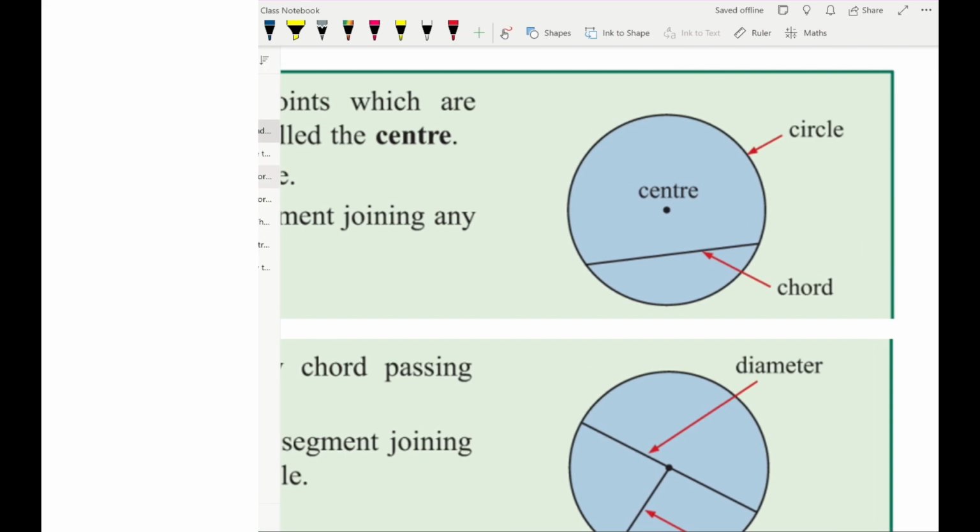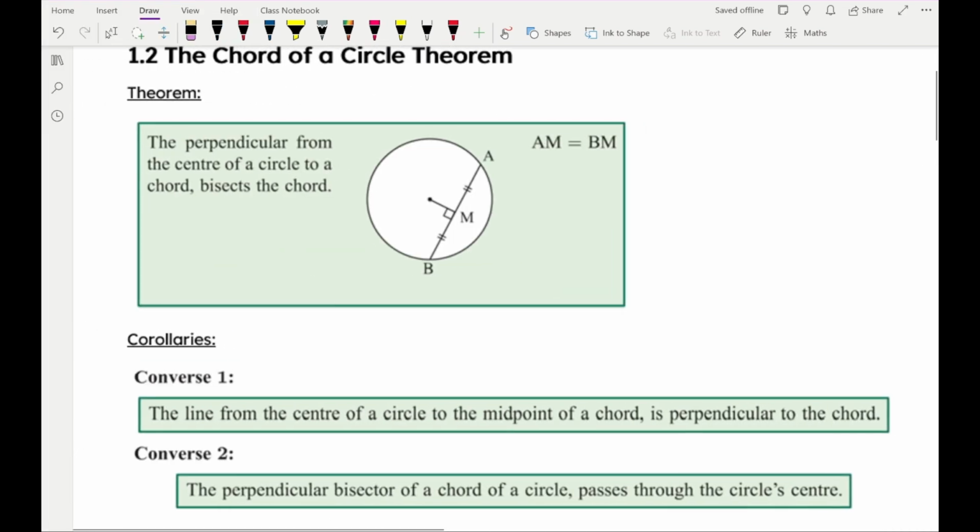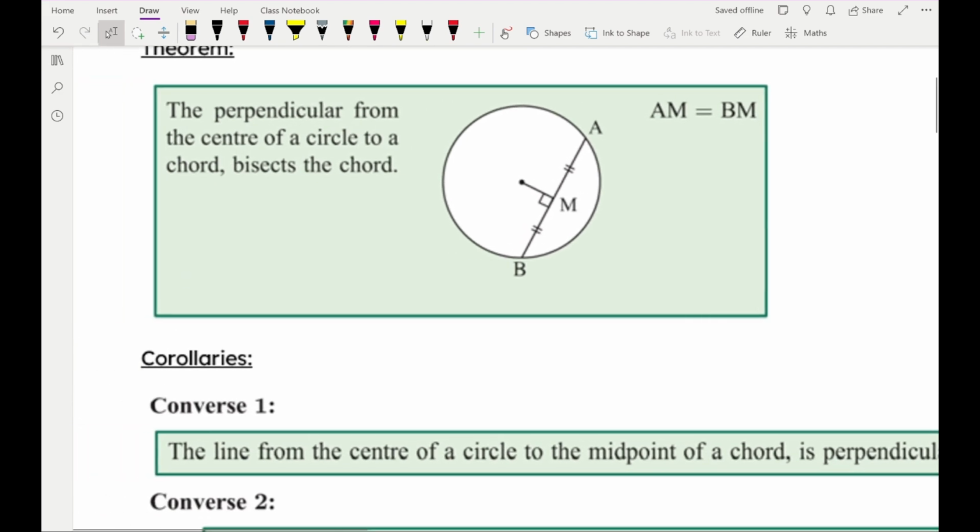Alright, let's look at our theorem. So this is the theorem here. And it's very wordy, but it says perpendicular from the center to a chord bisects the chord. Let's break down what each of these words mean. So this thing here says 90 degrees, that's what perpendicular means. And we're talking about going from the center to the chord. So what we're doing is I'm taking a line from the center of the circle to the chord, and I'm going to make sure that line is at 90 degrees to the chord. If I do that, it's going to bisect the chord.